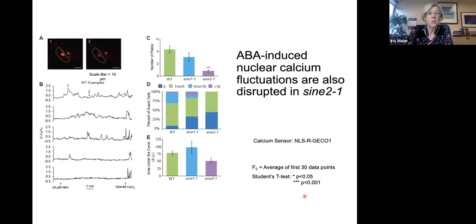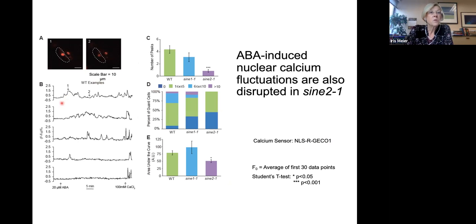So Morgan went and took a different sensor. Here we made use of an NLS-fused R-GECO. So this is not a ratiometric, but an intensiometric calcium sensor. So you see either brighter or dimmer red fluorescence in this experiment over here. The other one was a FRET-based assay. I might have forgotten to mention this.